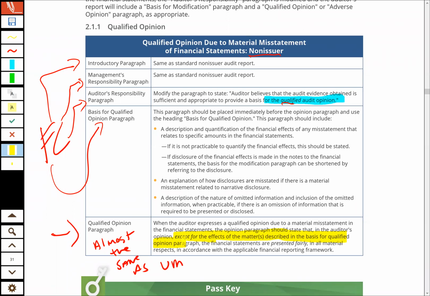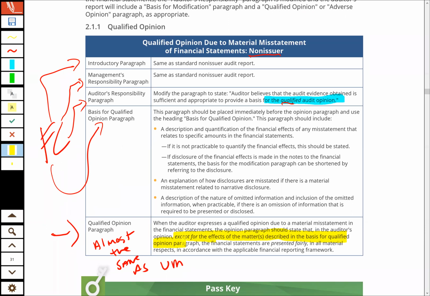Okay. So I think you're seeing the strategy here now, right? Which is what? Memorize the unmodified and then know the structure of the qualified. And it's pretty easy. The intro is the same. Management responsibility the same. Auditor responsibility paragraph almost the same, except for that one sentence where you add one word to it, qualified. Then the basis for your qualified opinion.